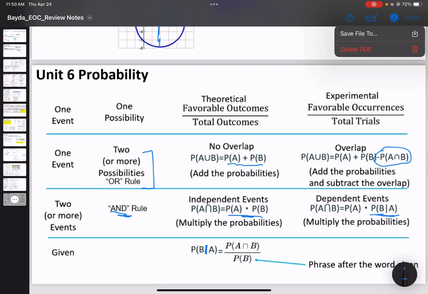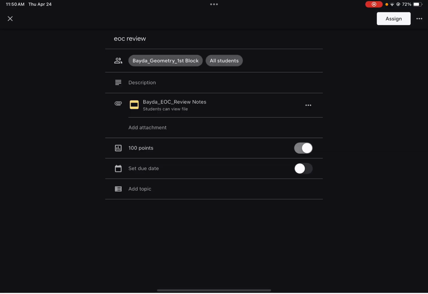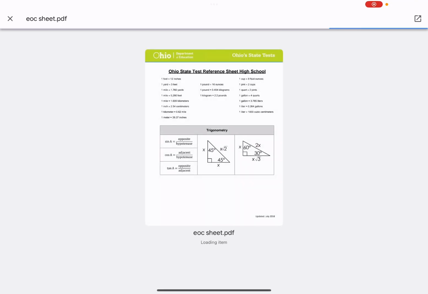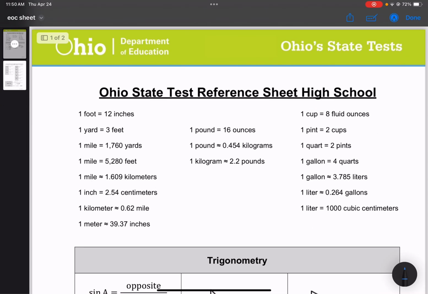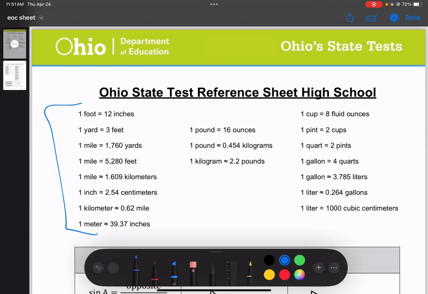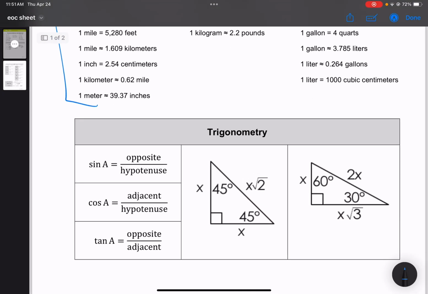The final things I want to say is make sure you are using your reference guide. I'm going to pull that up and show you the important things you do need to know on your reference guide. Getting started on the front, if you ever need to convert anything between different units, all your conversions are at the top. Your trig stuff is going to be at the bottom of your first page. This will tell you how to do sine, cosine, and tangent. Remember that A here is going to be your angles for these, and then you're matching up the sides.